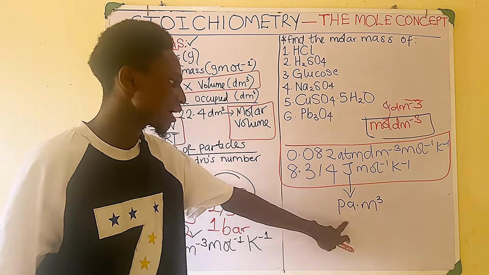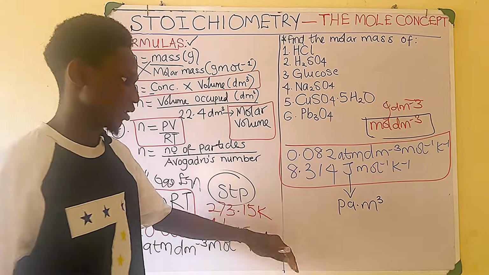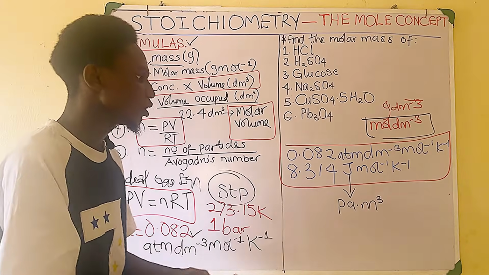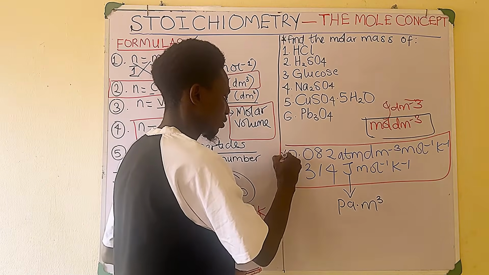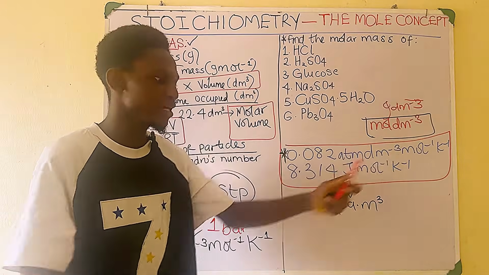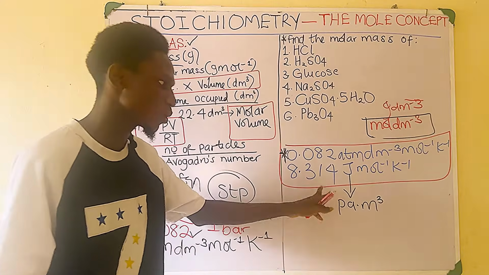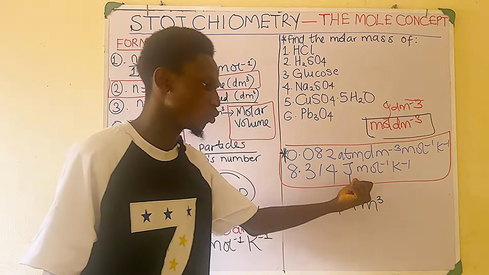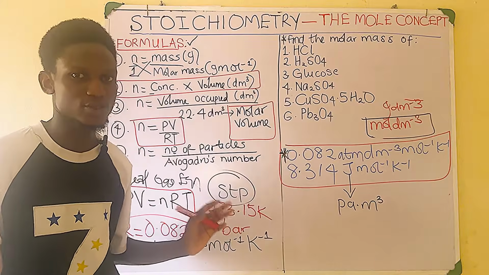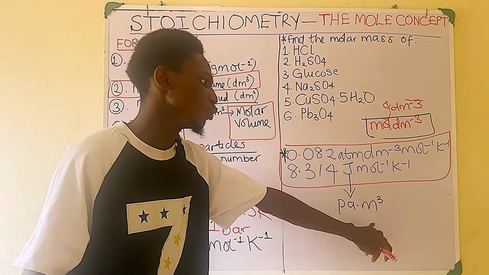If they present it as Pascal meter cube, especially for those doing GCE A-level or advanced, you may be given a value like 8.314. But usually in O-level chemistry, we basically just use 0.082, and they won't give it to you in the question. When the question has atmospheres and dm cube, you know you're going to be using 0.082. I want to just show you this second one in case you see joules. How is R equal to 8.314? It's still correct. It's just that pressure will be in Pascal and volume will be in meter cube.